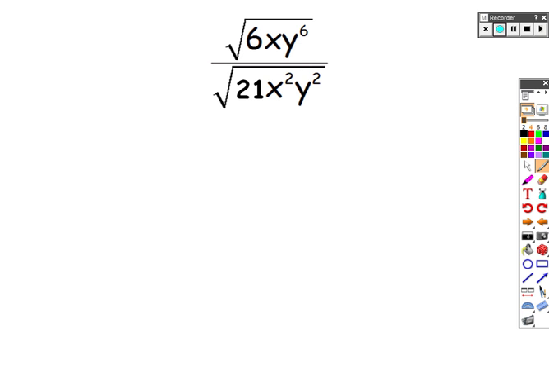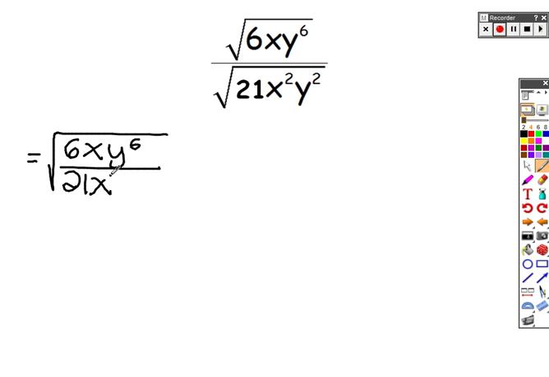Let's look at a slightly more complicated example. There's a couple of different ways to attack these problems. You could look at simplifying kind of the numerator and denominator individually, or you could combine this into one radical, which is what I'm going to do. So let's write this as the square root of 6x y to the 6 all over 21x squared y squared.